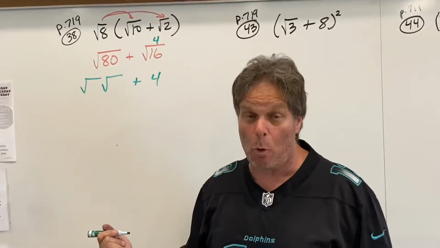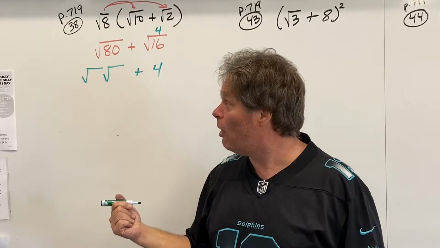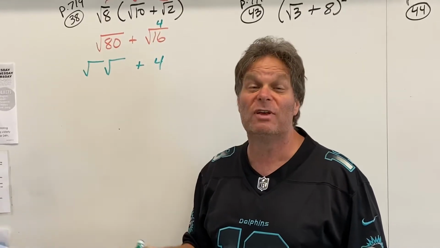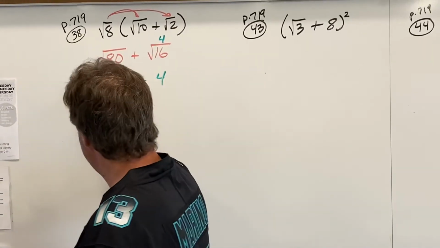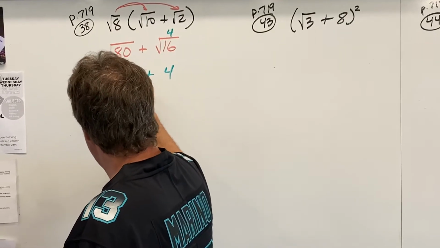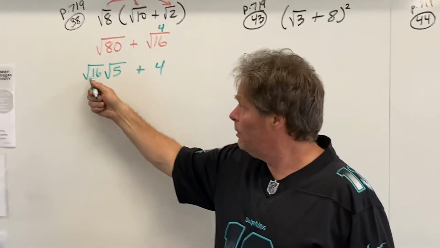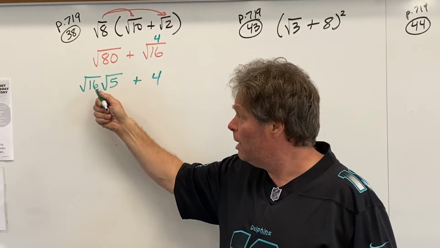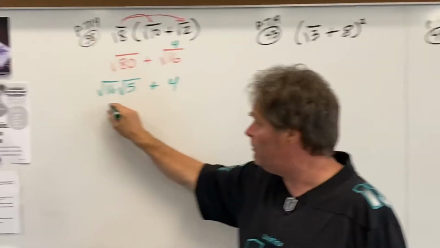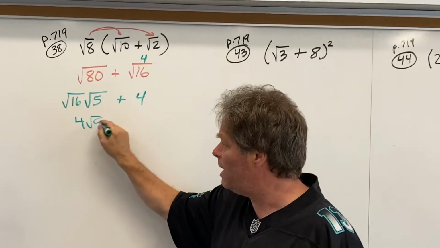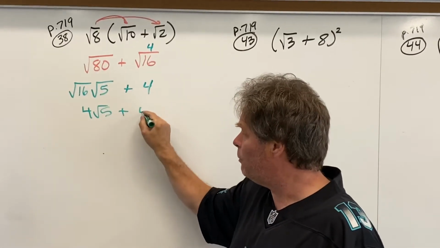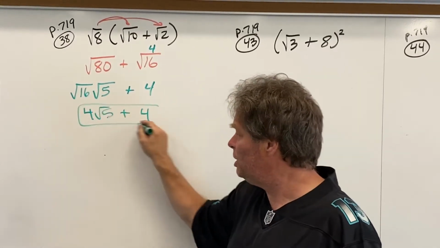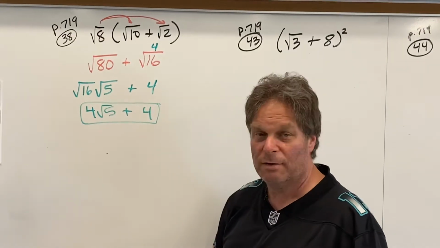You might say 4 and you'd be right, but there's also a bigger number called 16. 16 times 5 is 80. So you want to choose the biggest one. It makes your work easier. Okay, so square root 16 times square root 5 is 4 root 5, plus that 4. Cha-ching. There you go. That's the answer.